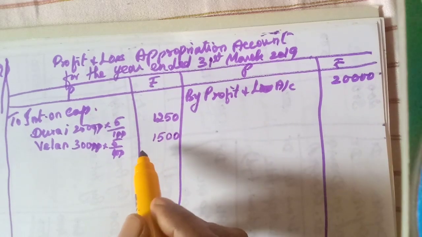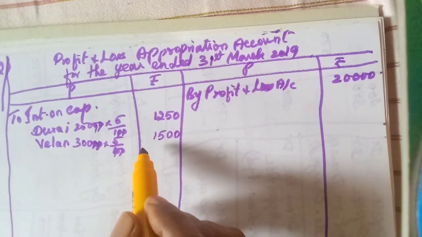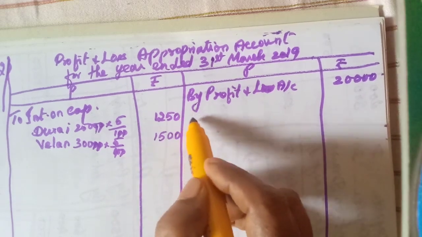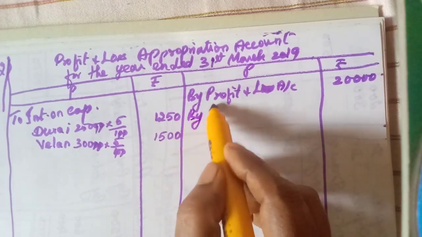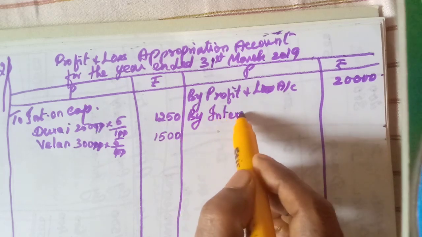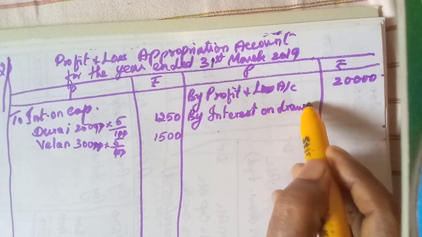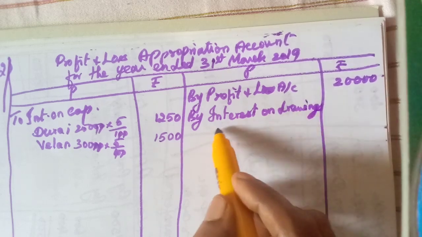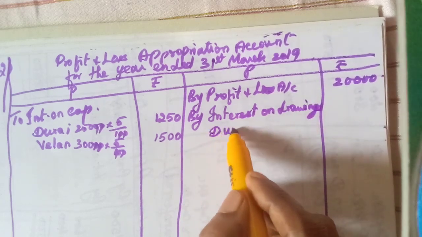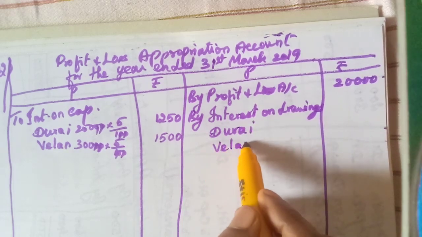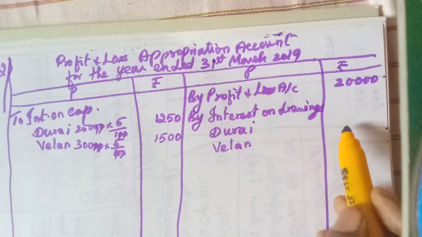Okay, then C, adjustment, interest on drawings. Amount is given, it must be credited, isn't it? So by interest on drawings. Interest on drawings. Same name you have to write. Durai Velan. Amount is given 300, 450.